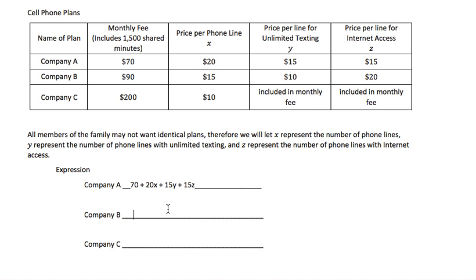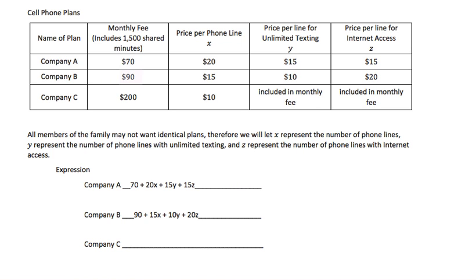Company B has a $90 monthly fee and $15 per phone line, so 15 times X, $10 per line for unlimited texting, so that is 10 times Y, and finally $20 per line for internet access, and that would be 20 times Z.